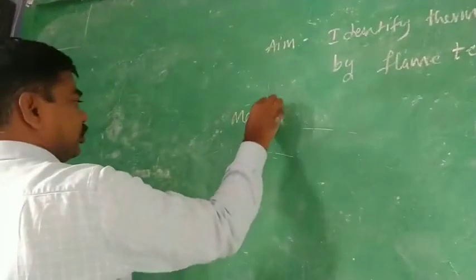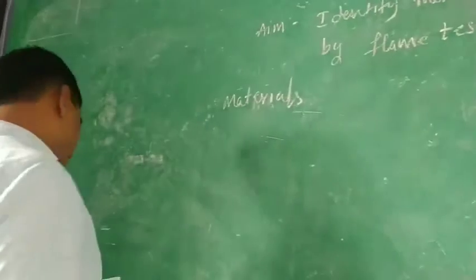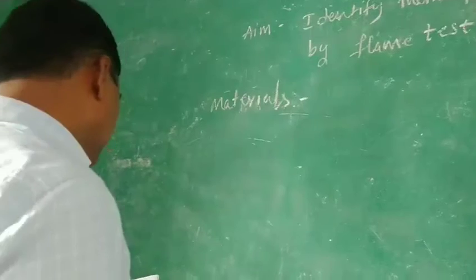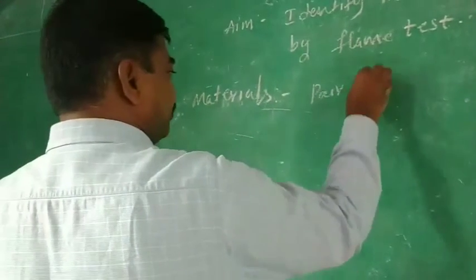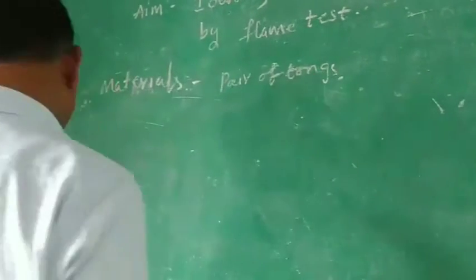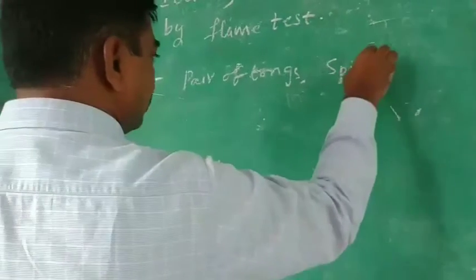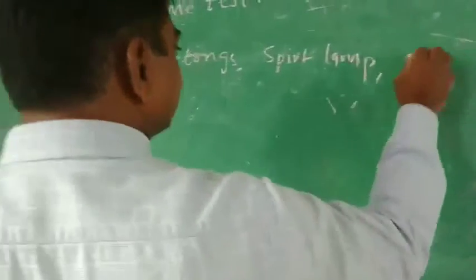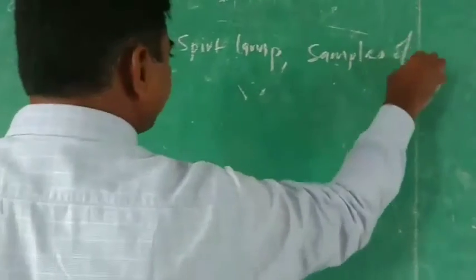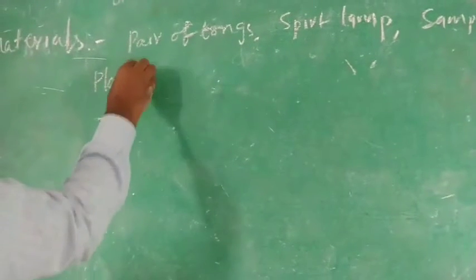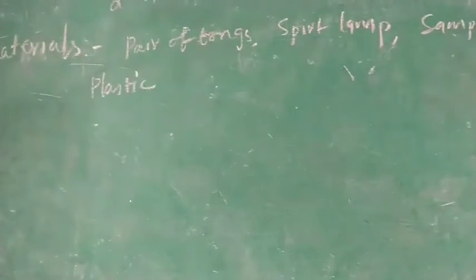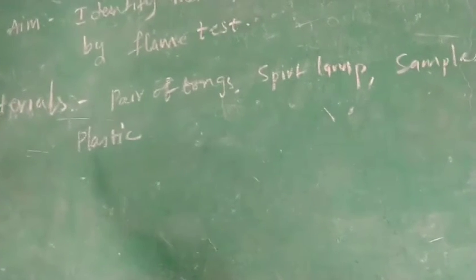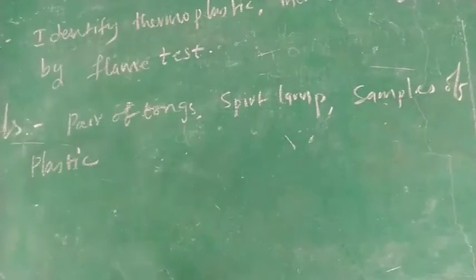Here, what materials did we see yesterday? A pair of tongs, spirit lamp, samples of plastics collected in different forms. Already I have mentioned it.